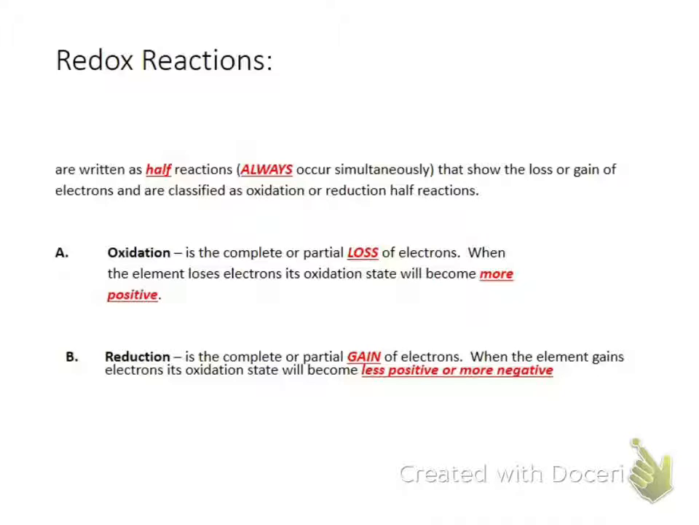First one is oxidation. The video referred to that. It is the loss of electrons. And of course, remember when I'm losing electrons, I'm going to be losing things that are negative, so my oxidation state will become more positive, okay?